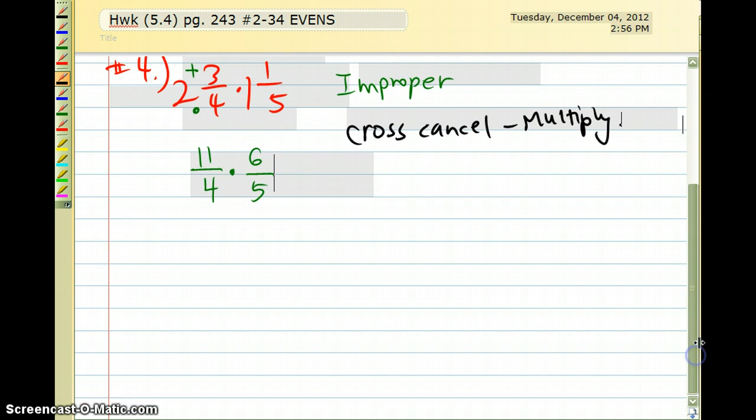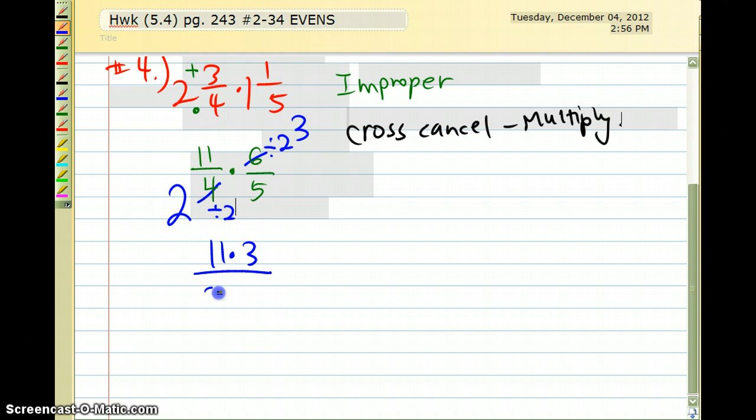Now in this multiplication question, I can cancel the 4 and the 6. When I cancel, I'm basically dividing them by a common number. They both divide by 2, canceling 4 giving me 2, canceling 6 giving me 3. So then I'm just multiplying 3 times 11 in the numerator, 2 times 5 in the denominator, giving me the answer 33 over 10. Now this would be the improper answer.